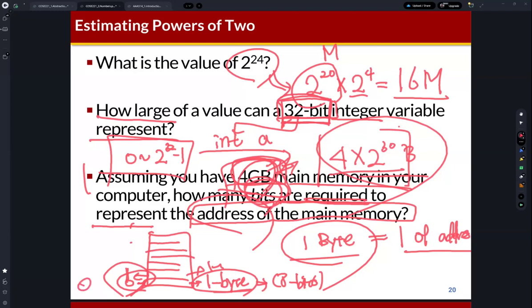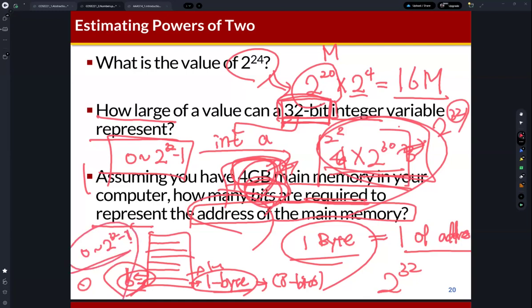Actually, the address starts from 0. Okay, in the computer system, numbers start from 0, not 1. So in order to represent this large number, we require... this is equivalent to 2 to the 32. So we require 32 bits, because with 32 bits, we can represent 0 to 2 to the power of 32 minus 1.